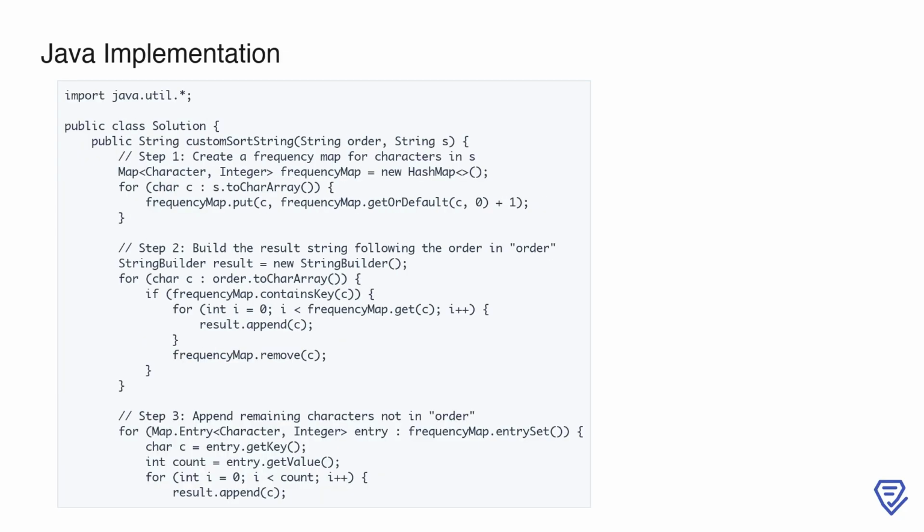Here, we begin by defining a method called custom sort string, which takes two strings as input, order and S.